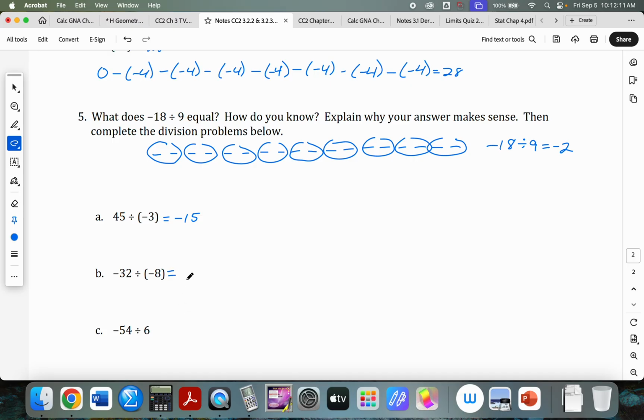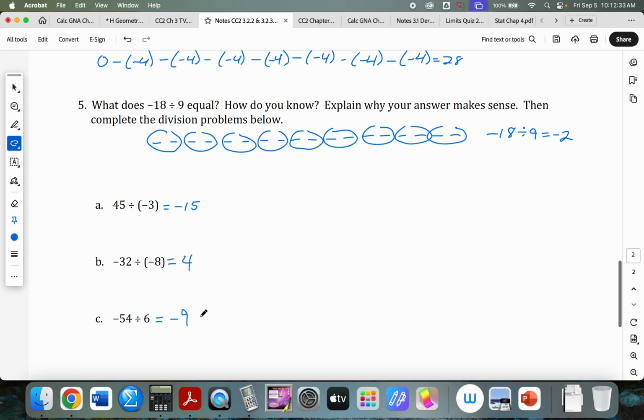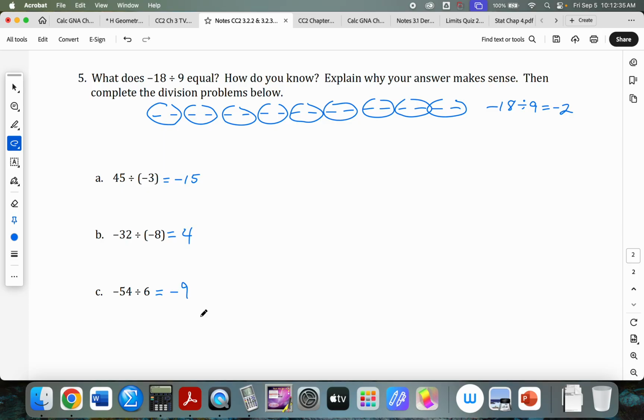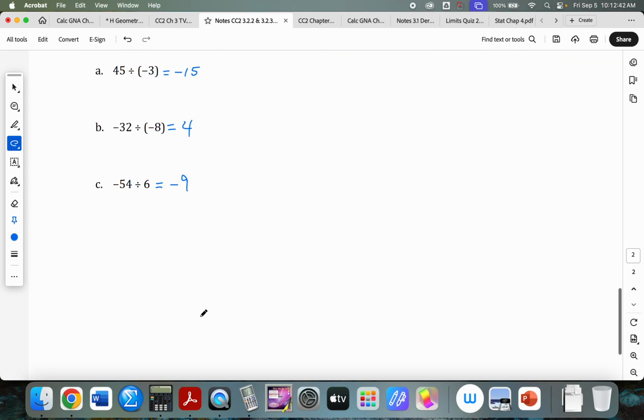What if both of the numbers are negative? What do you think happens then? We get a positive. Negative 32 divided by negative 8 is positive 4. Negative 54 divided by 6 would be negative 9. Okay, any questions about that? Okay.